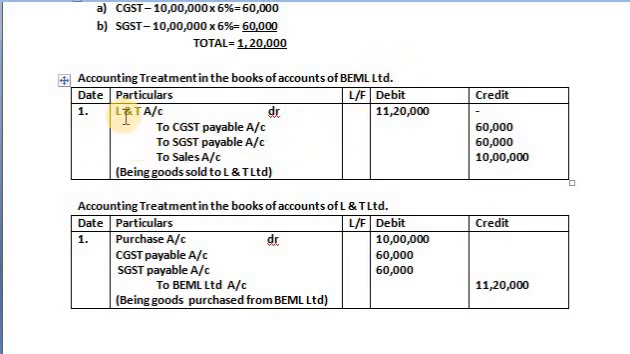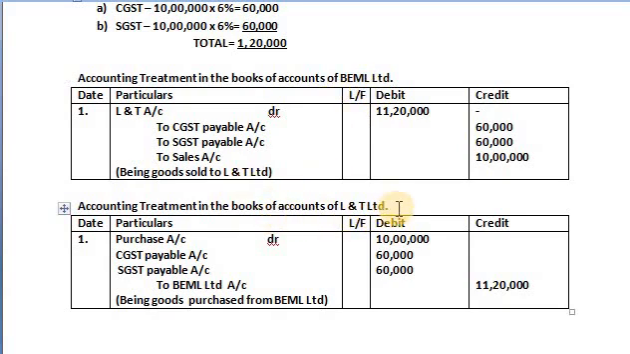So here who is receiving? Debit the receiver. So L&T company is receiving. How much worth of goods do they have to pay? 11 lakhs 20,000. Right? In that, they are paying CGST payable 60,000, SGST payable 60,000, and the sales we are doing is 10 lakhs. So, being goods sold to L&T company. This is in the books of BEML.